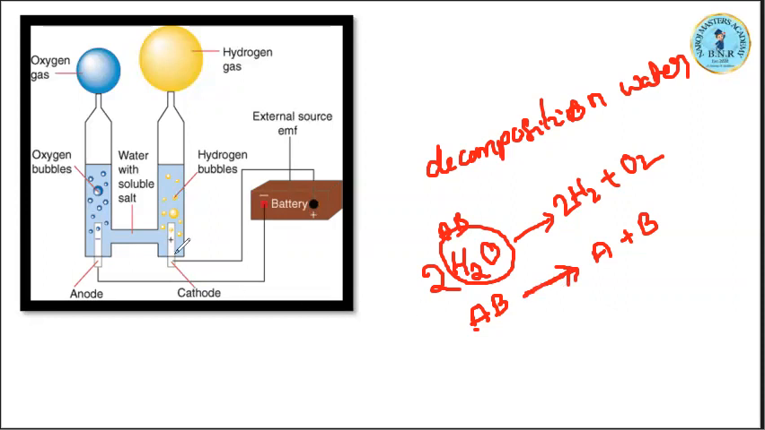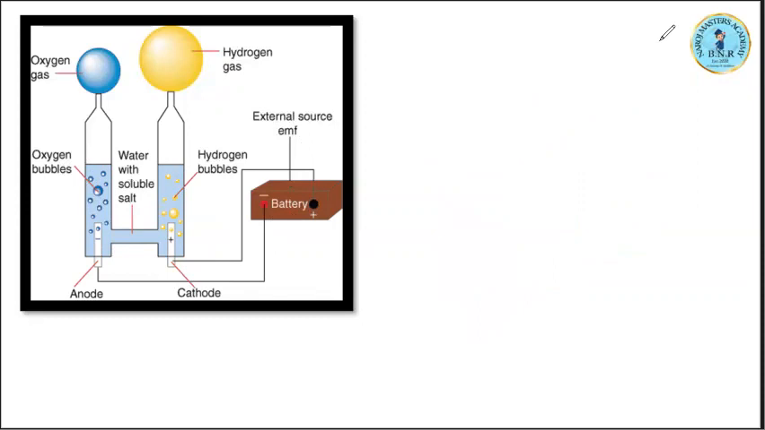Okay. So with the help of an external source, battery EMF, in the form of a cathode rod and an anode rod, positive rod is known as the anode rod and negative rod is known as the cathode rod. So here, if you see this water, it is electrolyzed. It is electrolyzed now.